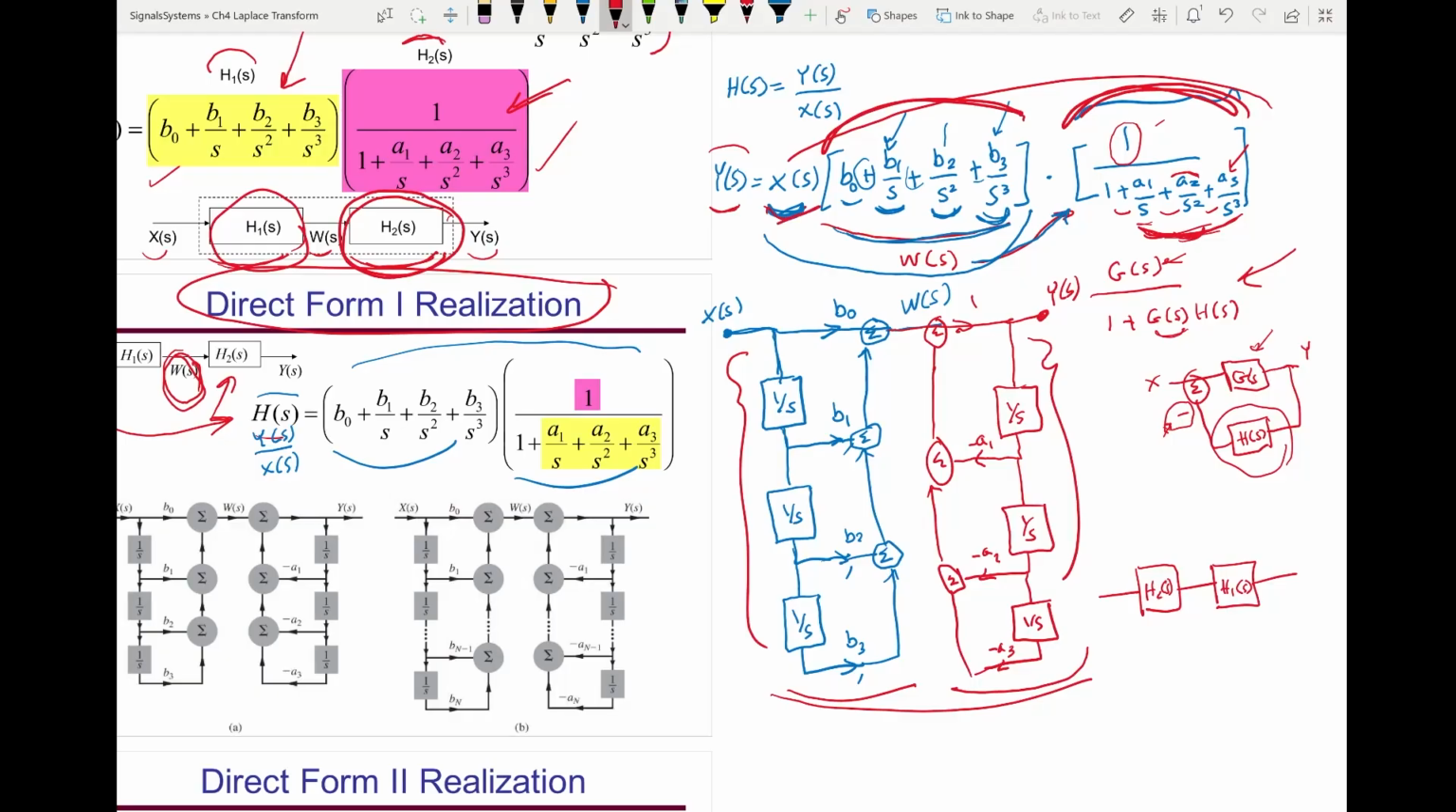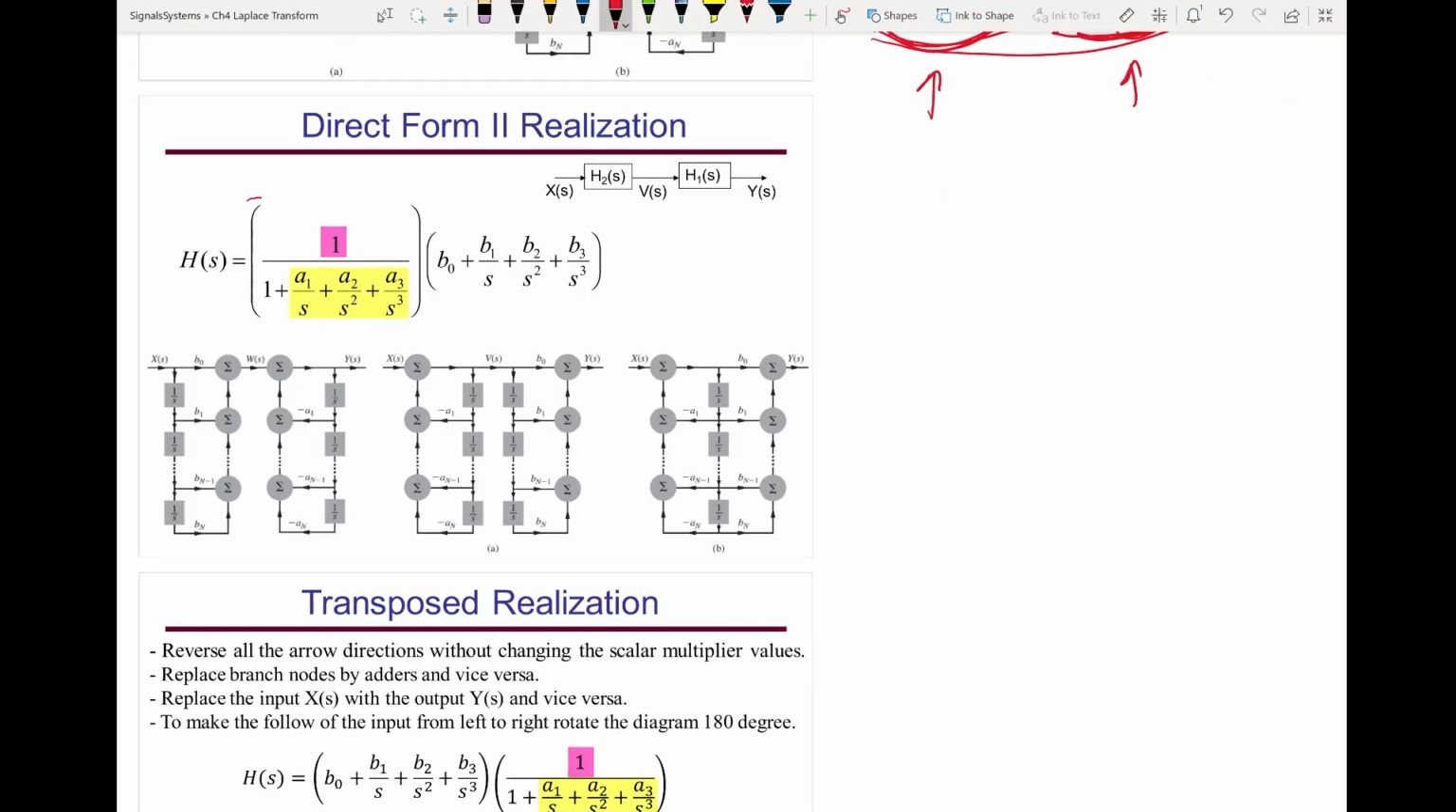So X of S will see this first. Then W of S will go to this second. And that will be form 2 realization. Graphically, it means I move these to be here and I move this one to be here and connect them. And if I do this one, let's see it here. See, I just changed the order in terms of equations.